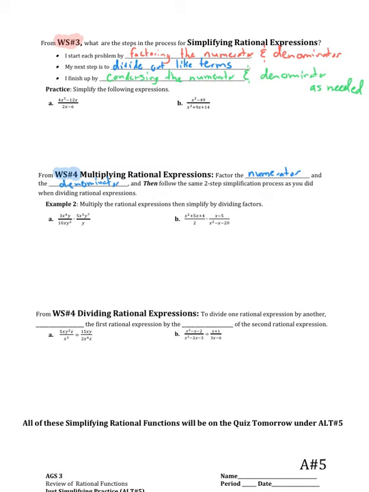The last one from worksheet 4 as well, dividing rational expressions, you're going to need to multiply by the reciprocal. Multiply the first expression by the reciprocal of the second. Okay, that's what we would do for the last part.